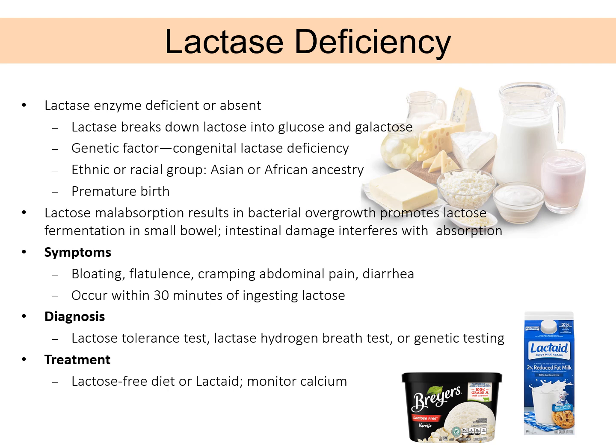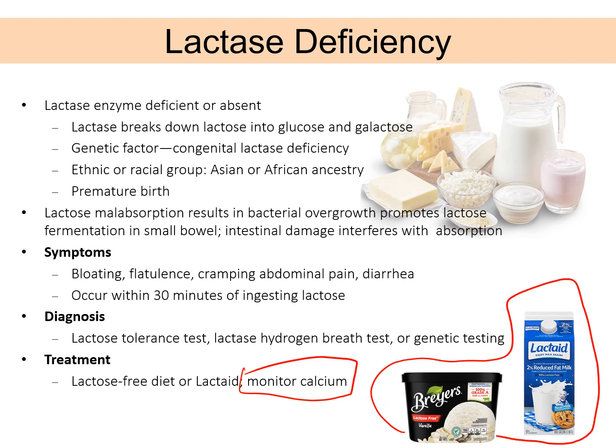Symptoms include bloating, flatulence, cramping, abdominal pain, diarrhea, and it usually happens pretty quickly after eating something with lactose in it. We can do a lactose tolerance test, lactase hydrogen breath test, or genetic testing. The treatment is to stay away from the lactose, so milk and dairy products, and we want to keep an eye on the calcium because of that. There are lots of different things on the market now that don't have lactose, so patients can be educated on that.